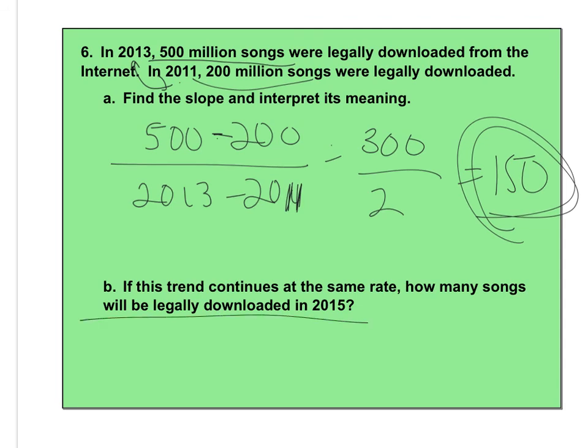So how does that change? Well, what would it be? Well, you'd add 300 more. So in 2015, you would expect there to be 800 million songs downloaded.